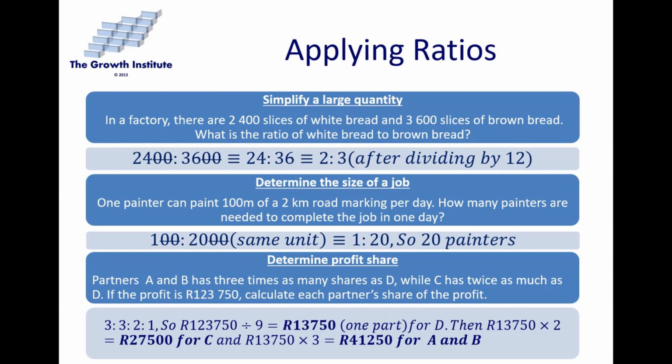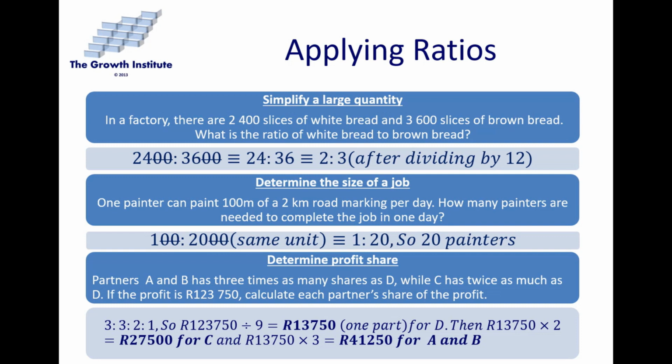Okay, there would be many other ways to do this, by the way. You could have simply said 2,000 meters divided by 100 meters gives me 20, and that'll be 20 painters as well. It is just because this question came up in this particular module that we did it like that. Remember, there are always more than one way to do a calculation.